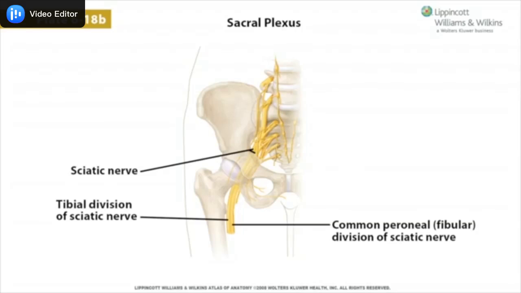The tibial division of the sciatic nerve is composed of the ventral divisions of L4 to S3, while the common peroneal division carries contributions from the dorsal divisions of L4 to S2.